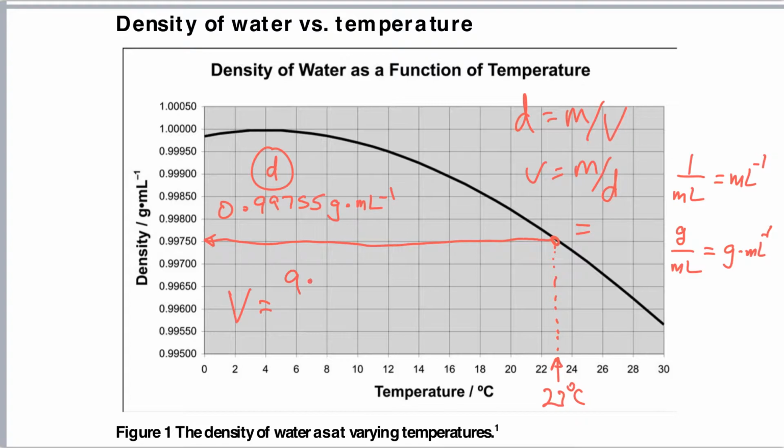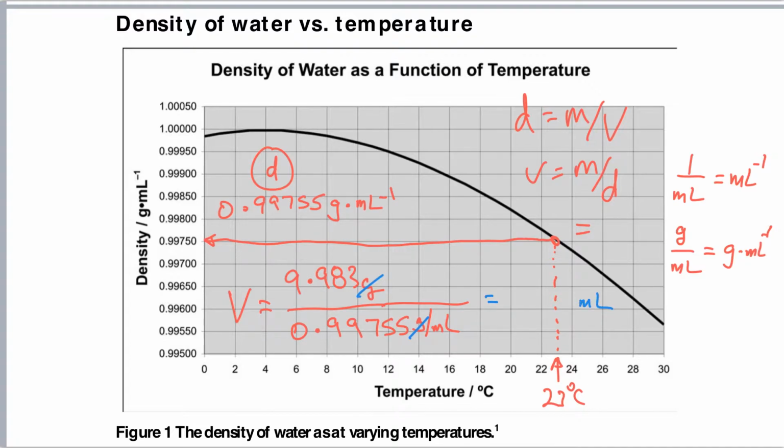So here we go. So this was 9.983 grams. The density we figured out was 0.99755 grams per milliliter. We'll write it as grams divided by milliliter. What about our units? Our grams cancel out. We've got 1 over milliliter. So if you take the reciprocal of a reciprocal, you're right back to where you started. So that would have units of milliliters. And we just need a calculator here.